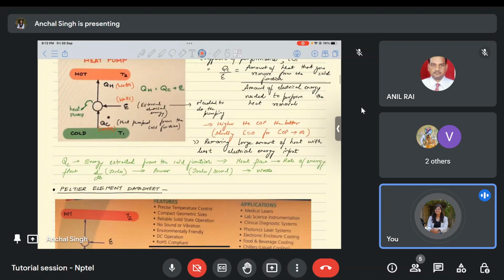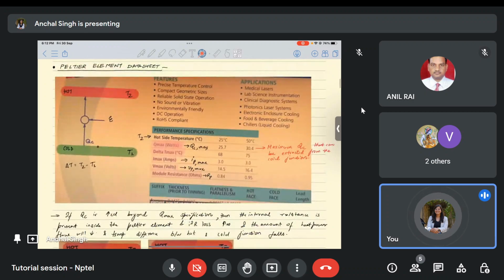And QC here is normally denoted in joules, but here we are denoting QC as energy extracted from the cold junction. And when we are talking about energy extraction, it's the flow of heat, right? And whenever we talk about flow, that means with respect to time. That means rate of energy. And this rate of energy is d by dt of joules, and d by dt of joules is, as we know, power, and its units will be watts or joules per second. Therefore, it's not normally joules, it's watts here because we are talking about heat flow.